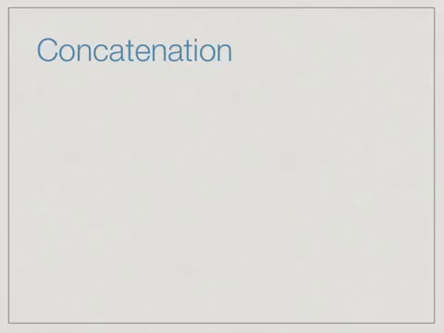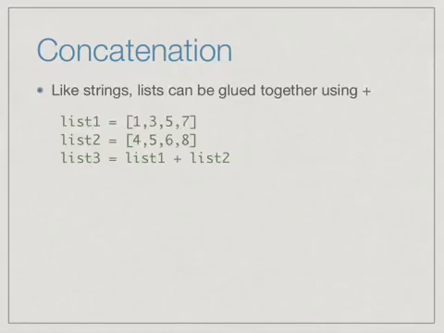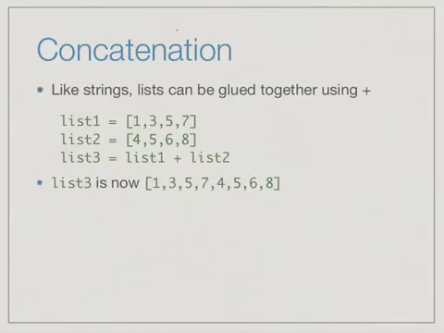Like strings, we can combine lists together using the plus operator. So plus is concatenation. So if we have list1 as the values [1, 3, 5, 7], and list2 as the values [4, 5, 6, 8], then list3 equal to list1 plus list2 will produce for us the value [1, 3, 5, 7, 4, 5, 6, 8].